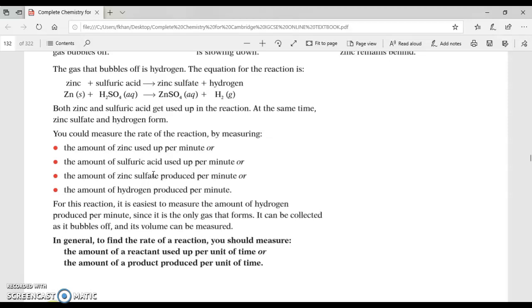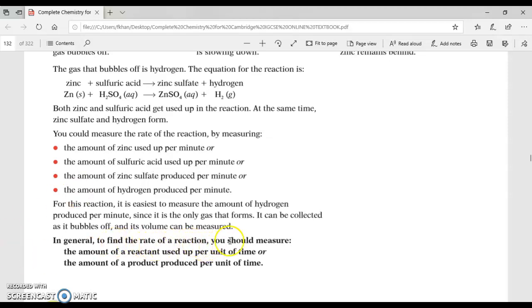The amount of sulfuric acid used per minute, you could track that using a pH probe. That is possible. The amount of zinc used up per minute is a bit of a tricky one, because you'd have to stop the clock, remove the zinc, clean the zinc, weigh the zinc, measure the mass of the zinc, and then put it back in and start the clock. It's not impossible, but it's difficult.